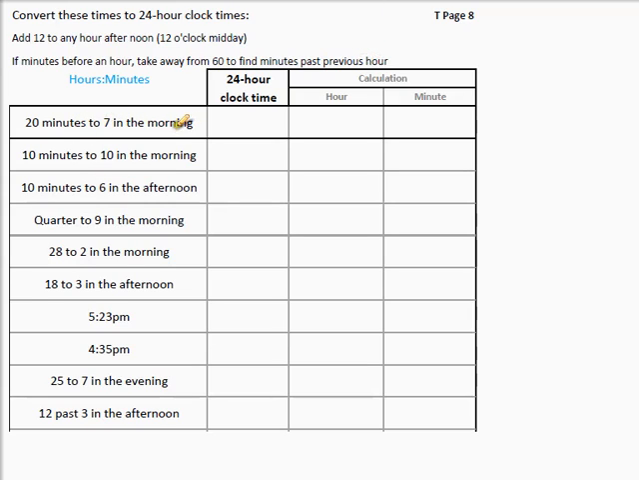20 minutes to 7 in the morning. In other words, it's 20 minutes until it's 7 o'clock. That means it's past 6 o'clock. So it is 40 minutes past 6 o'clock, yes? So you had to say it's 60 minutes, take away the 20 minutes to get that 40 minutes here. And for the hour, you had to think it isn't 7 o'clock yet, so it's past 6. Yeah, so it's really 7 take away 1, which is 6.